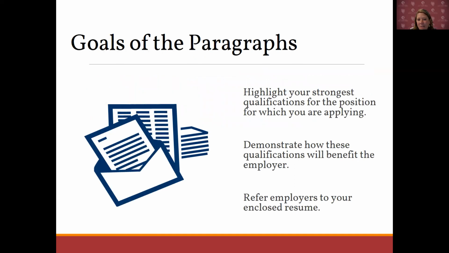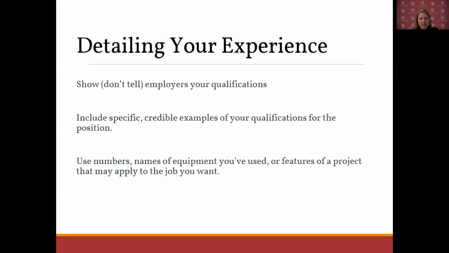Moving along, as you head into the rest of the paragraphs, you're going to highlight your qualifications. You're going to demonstrate how those qualifications will benefit that employer or that organization and refer employers to your enclosed resume. All right, so let's take a look at that. As you detail your experience, show the employers your qualifications. So again, don't say, I am the best candidate that you'll find in all of the candidates you have. Well, let's talk about what that means, right? What skills, qualifications, experiences, strengths do you bring?